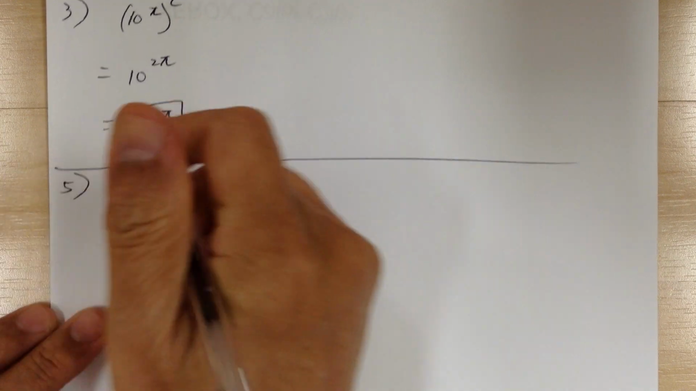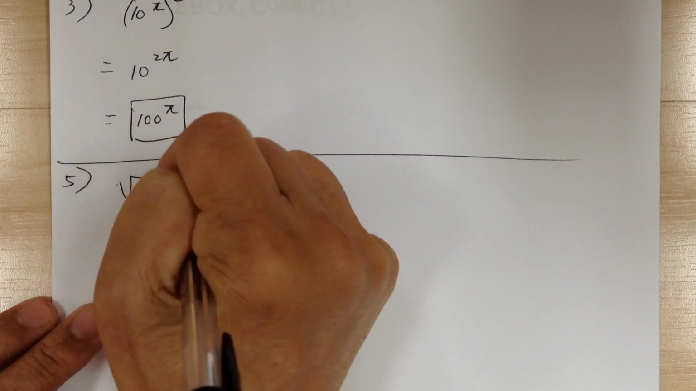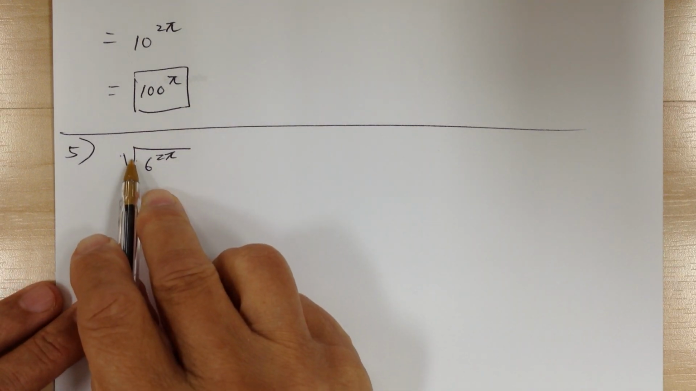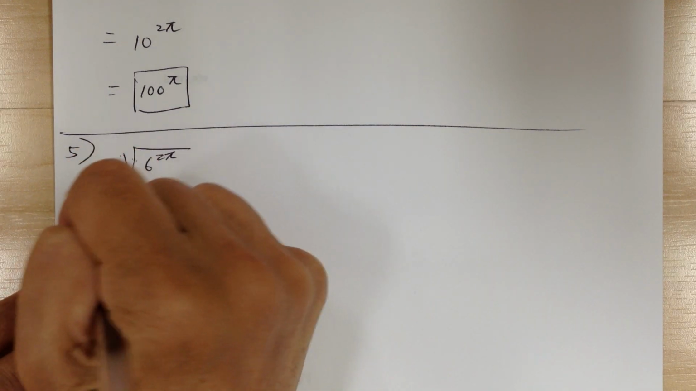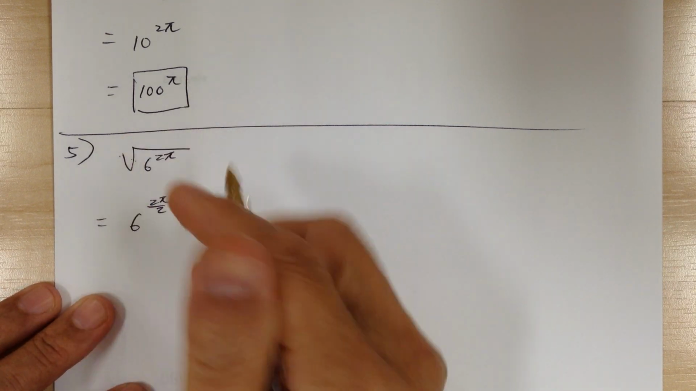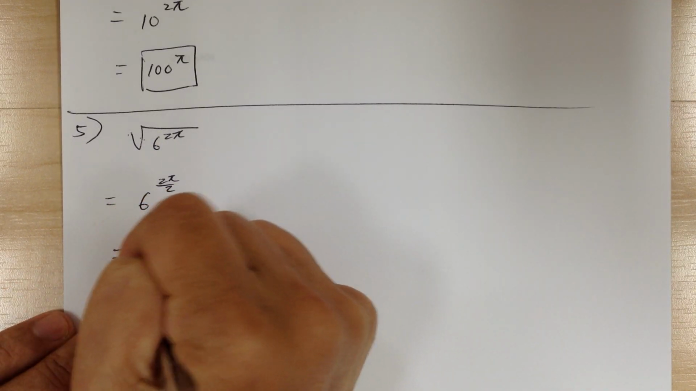Okay, number 5. You have the square root of 6 to the 2 pi. Now the square root means the index is 2, so this will equal 6 to the 2 pi over 2. It's 2 pi over 2, and the 2 cancels out, so you got 6 to the pi.